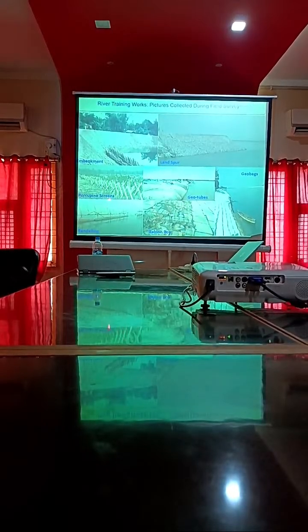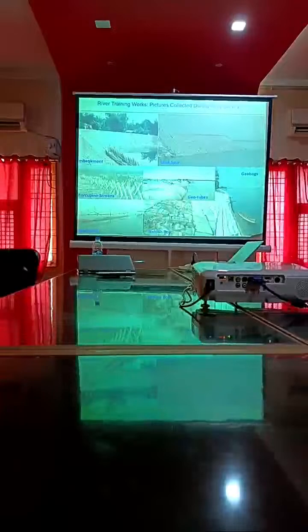Okay. So now my question is, before I implement river training work in the field, do I need to know how the performance of the river training work is going to be in the field before I place it? Right? Before you construct a bridge, you do some modeling studies. Right? Same is the case before I place this.